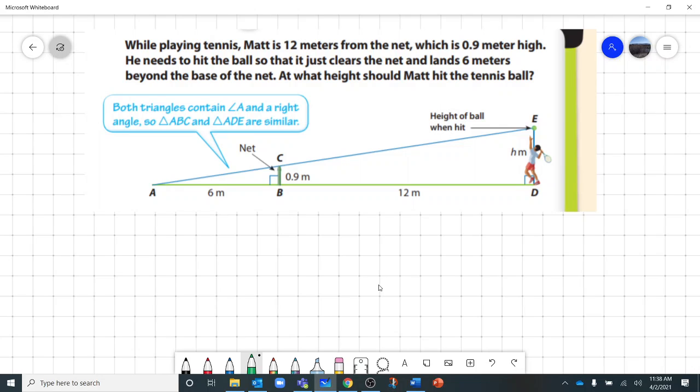This is an example. It's in the book, page 363, so that it has the steps in the book. I'm going to go through them. I don't know if I'm doing it the same way as the book. I haven't actually looked at that yet.